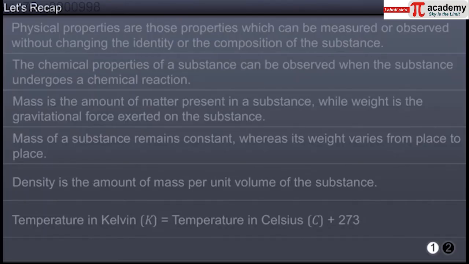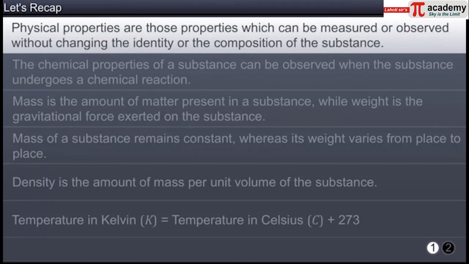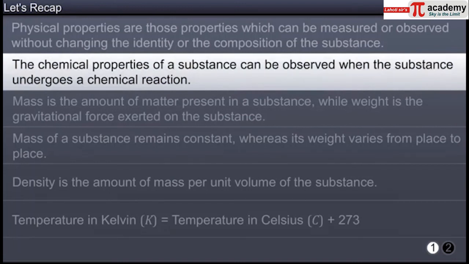You have now reached the end of this module. In this module, you have learnt that physical properties are those properties which can be measured or observed without changing the identity or the composition of the substance. The chemical properties of a substance can be observed when the substance undergoes a chemical reaction.